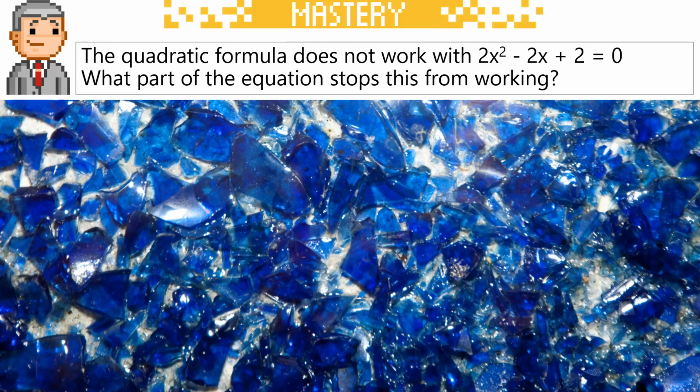Let's finish on this. The quadratic formula doesn't work for 2x squared minus 2x plus 2 equals 0. Try it on your calculator and the calculator will get a bit confused. It will either say error or it will start having an I symbol. What part of the quadratic equation stops this from working? If you know, write it in the comments below.